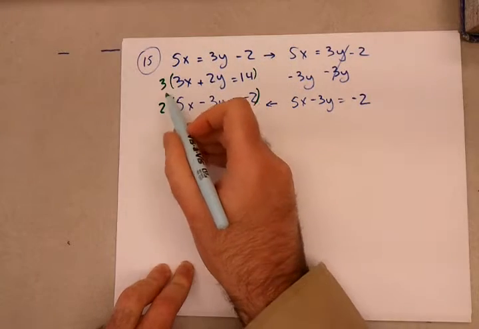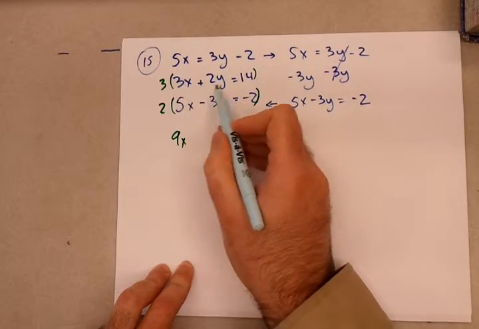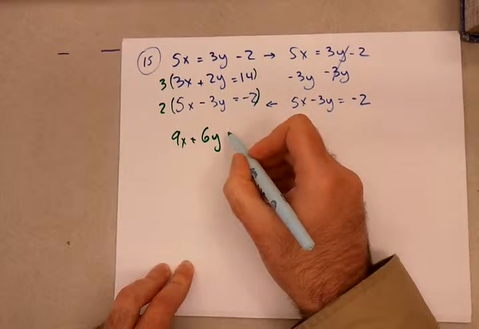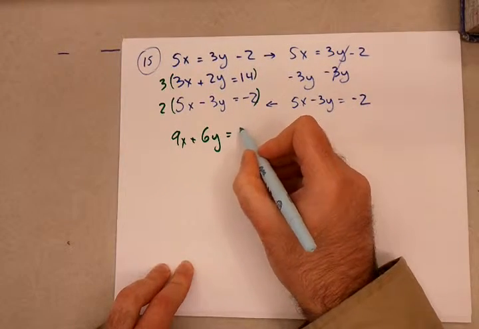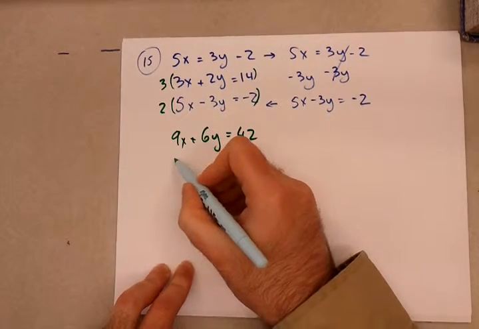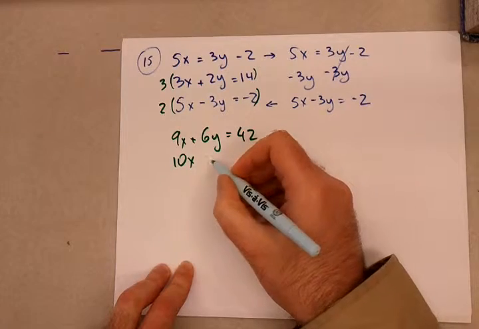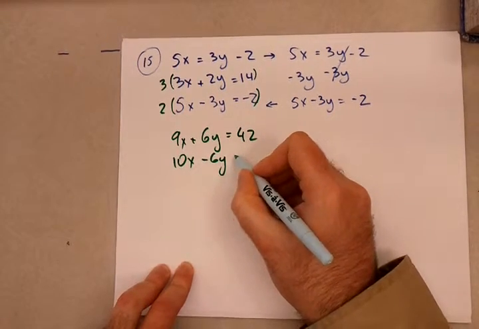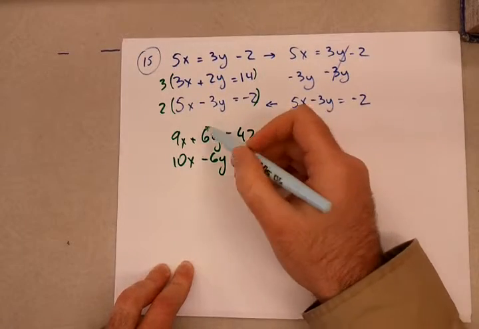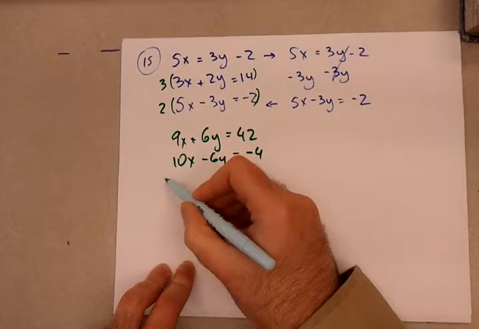So 3 times 3x, that's 9x. I'm just going to write them down here. 3 times 2y, 6y. 3 times 14, that is going to be 42, if my math is correct. 2 times 5x, that's 10x. 2 times negative 3, that's negative 6y, equals to 2 times negative 2, negative 4. And now I have the same coefficients for the y's, and it allows me to eliminate them.